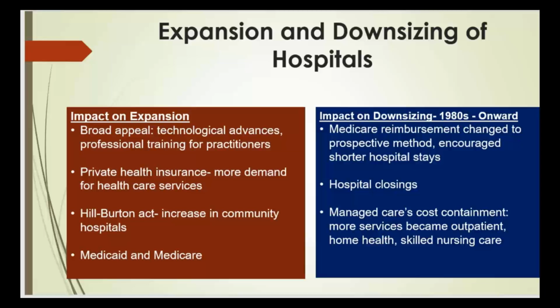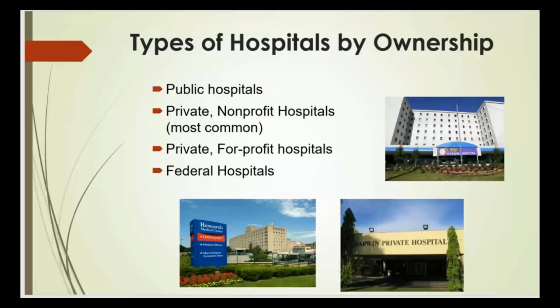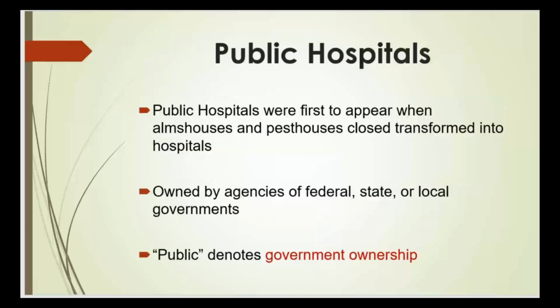All right, so now we are going to jump to the types of hospitals by ownership. So I'm going to go to slide number 48. All right, so here we are. We have public hospitals, private nonprofit hospitals, private for-profit, and then we have federal hospitals. So let's start with the public hospitals.